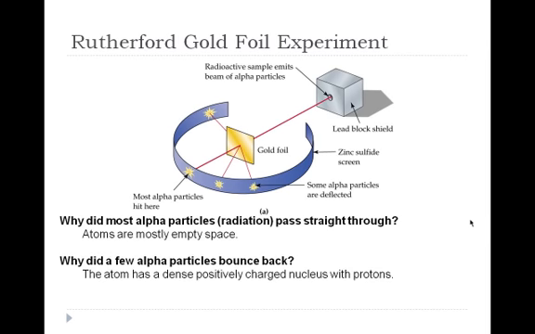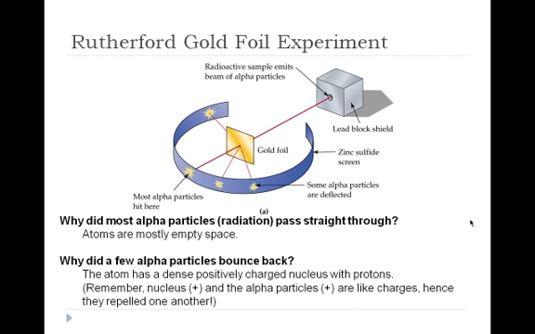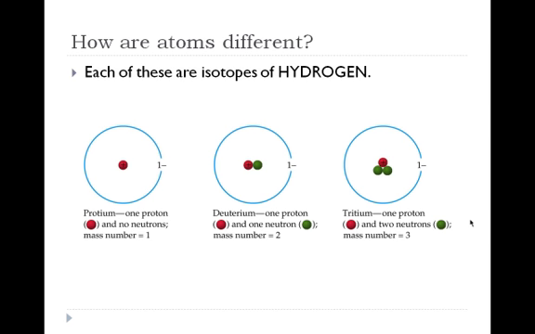The next thing, why did a few bounce back? Well, remember he was shooting alpha particles with a positive charge, and this led him to believe that positive and positive repel, therefore the atom has a dense positively charged nucleus with protons. Remember, the nucleus is positive, the alpha particles are positive, they are like charges, hence they repelled one another.